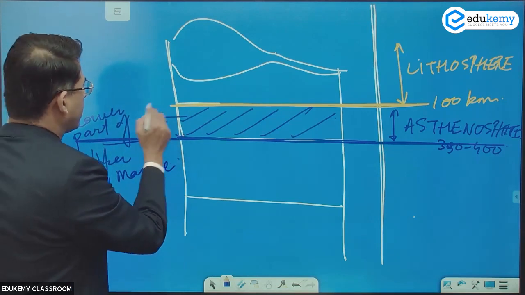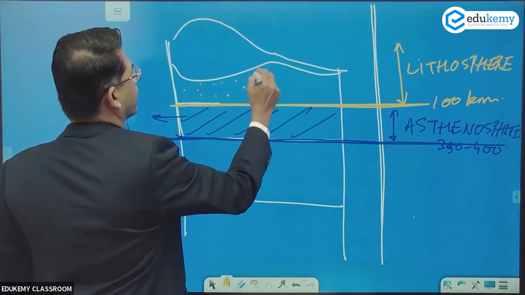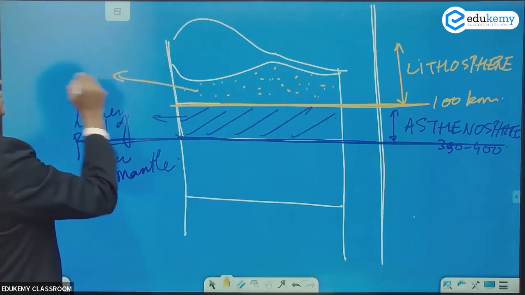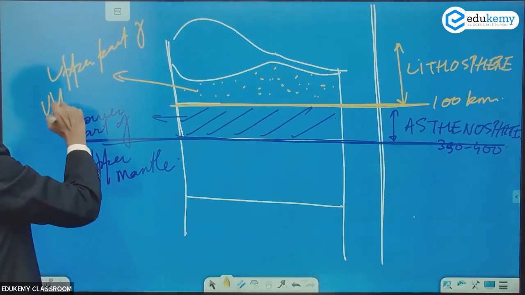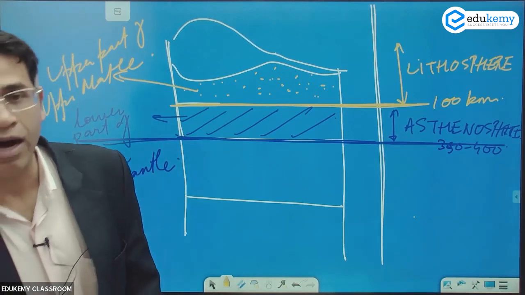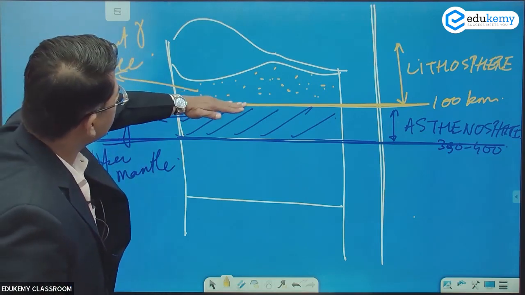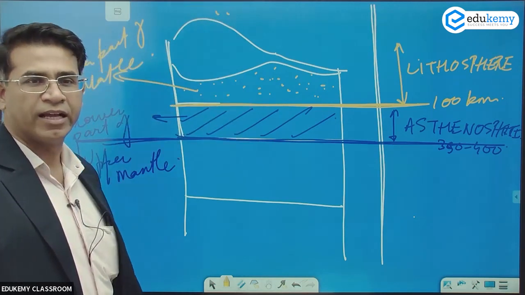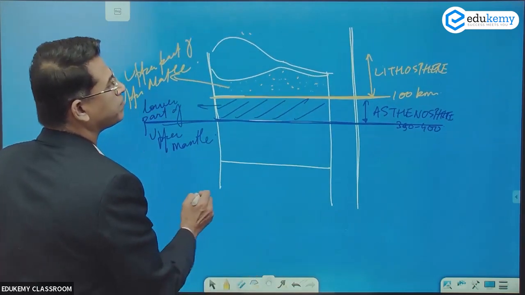Okay, and what is this part? What is this part? This is the upper part of the upper mantle. Yes, upper mantle. So the mantle, partly it is in the crust area, partly it is in the asthenosphere area. This is the most important difference.